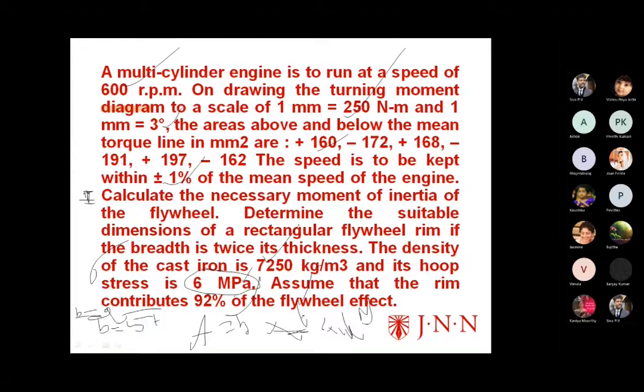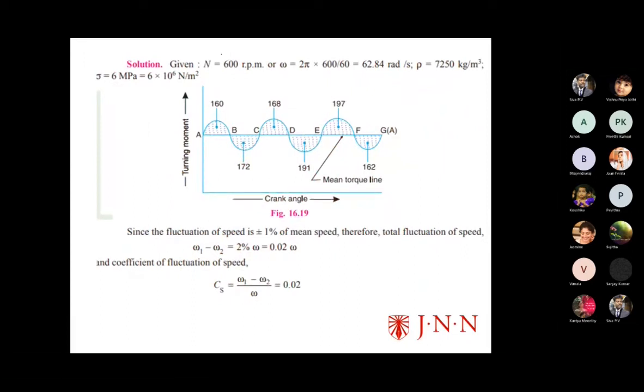Assume that the rim contributes 92% of the flywheel effect. This is the problem, as we discussed already. N equals 600 rpm, so now we convert to omega: 2 pi N divided by 60. Substituting the N value, we get 62.84 radian per second, and the rho value is given. The stress value sigma equals 6 megapascal, 6 into 10 power 6. 1 Pascal equals 1 newton per meter square.